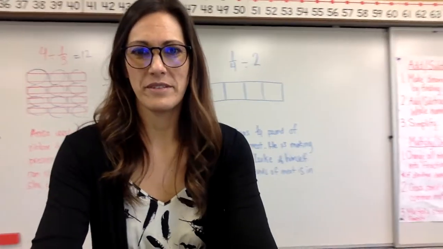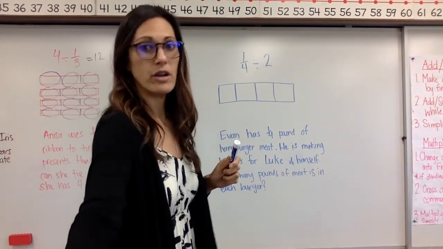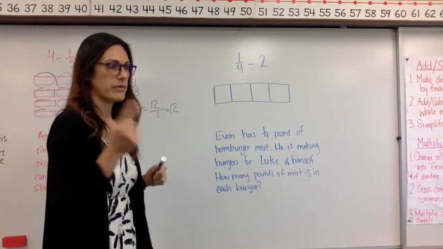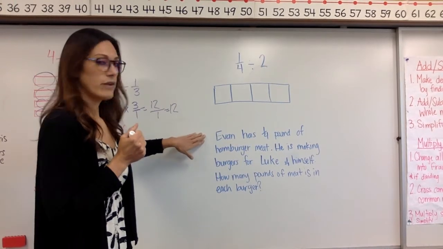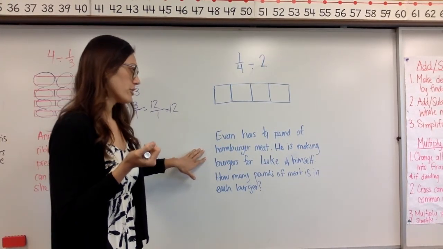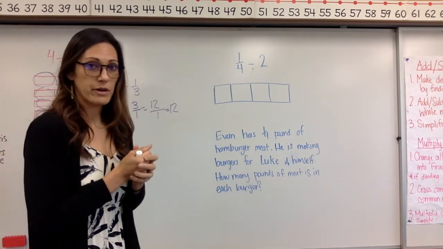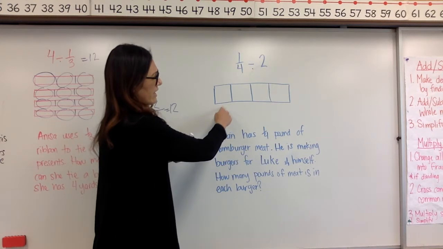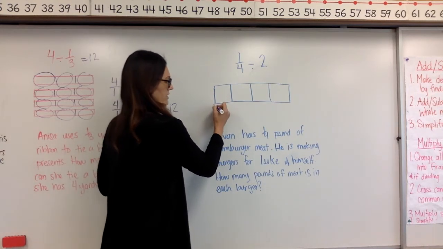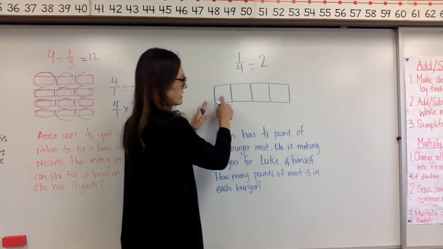Here's the last type of division problem. It's where you start with a fraction and you divide it by 2. So I'm going to think about a situation where I would have this. I have Evan, who has 1/4 of a pound of hamburger meat, and he's going to make hamburgers for Luke and himself. So I have to think, how many pounds of meat is in each burger? So I'm going to take the 1/4 of a pound. This is all Evan has. This is a whole pound, but he only has 1/4 of a pound.